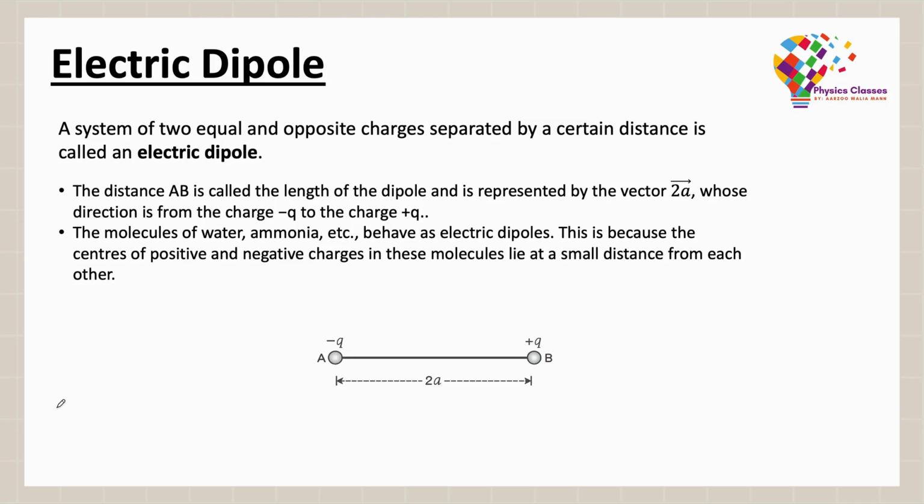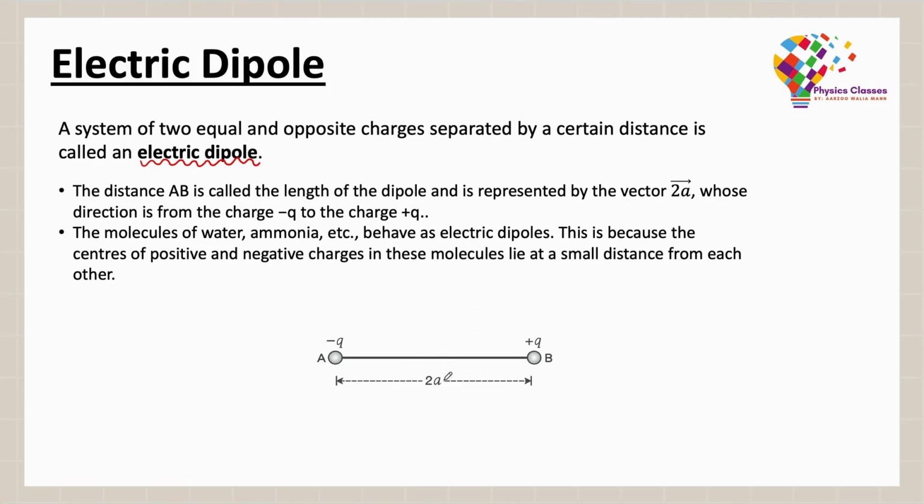In today's lesson, we will try to understand an electric dipole. What is an electric dipole, firstly? A system of two equal and opposite charges that are separated by a certain distance is called an electric dipole. For example, if you see the diagram below, I have a minus q charge and a plus q charge which are separated by a distance of 2a. This is what an electric dipole looks like.